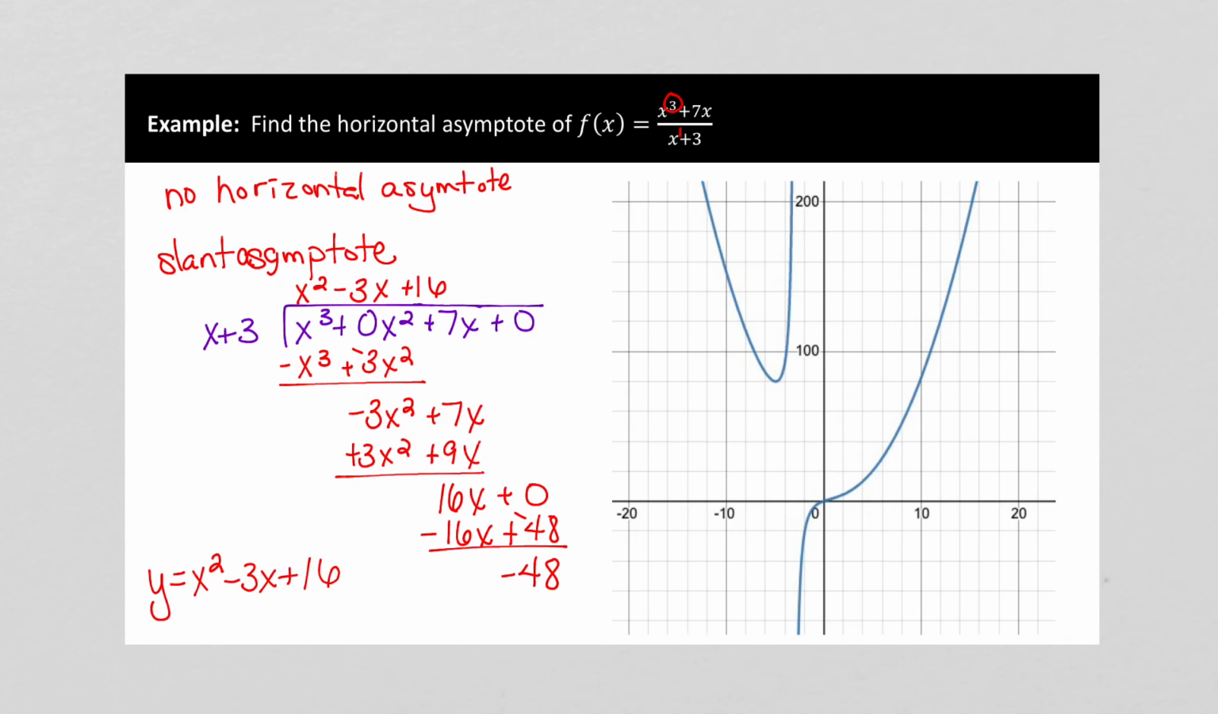And my guess here is that this is going to look something like this. Kind of ends up being a sort of a guide for the rational function, where the function is moving around and not actually hitting our slant asymptote.